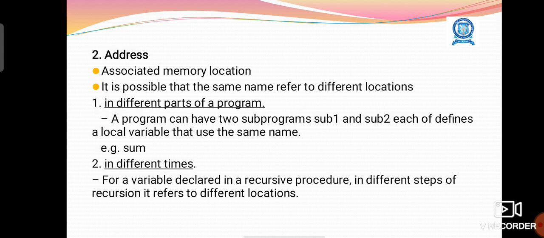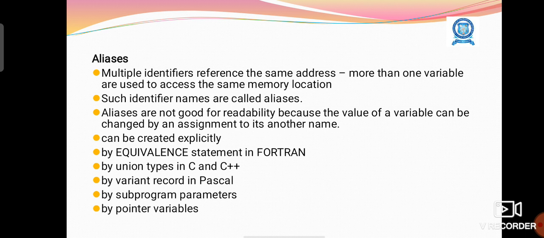Address. Each variable will have its own associated memory location. It is possible that the same name refers to different locations in different parts of the program at different times. Aliases. Multiple identifiers refer to the same address. More than one variable is used to access the same memory location. Such identifier names are called aliases.